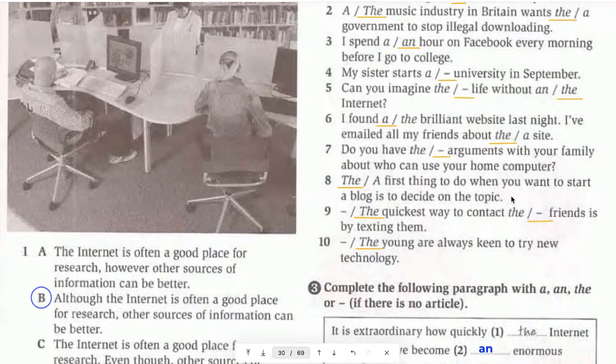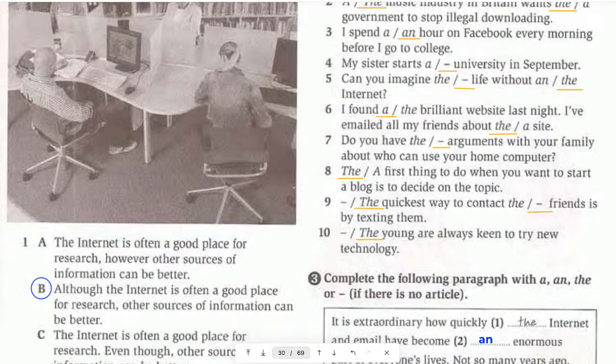Number 7. Do you have arguments with your family about who can use your home computer? Why is that? Yes, that's right. Because with arguments, we are talking about something in general. Arguments in general. So when you're talking in general with an uncountable noun or with plural nouns, we don't use "the" in this case. All right.